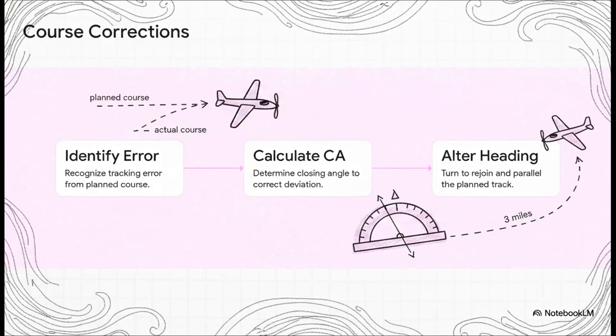Let's be real, the winds aloft forecast is basically never perfect. So when you inevitably realize you're drifting off course, here is how you fix it without panicking. Step 1, recognize your tracking error. Step 2, calculate your closing angle. And step 3, alter your heading to smoothly rejoin your track. Ideally, you want to keep that airplane within 3 nautical miles of your planned route the entire time.